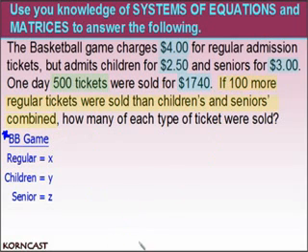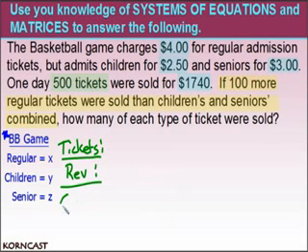So since I have three scenarios here, I need to come up with three equations. One for tickets, one for revenue, and the last one I would say for other. So let's take care of the tickets first. Since we know we sold 500 tickets, that means we sold a combination of regular tickets, children tickets, and senior tickets. So the equation for that is going to be X plus Y plus Z is equal to 500.